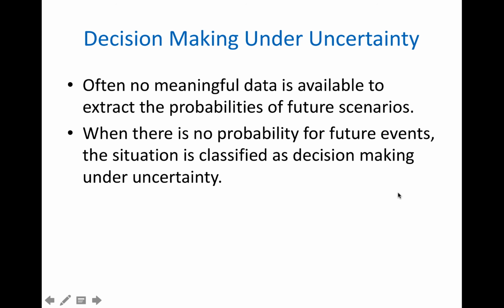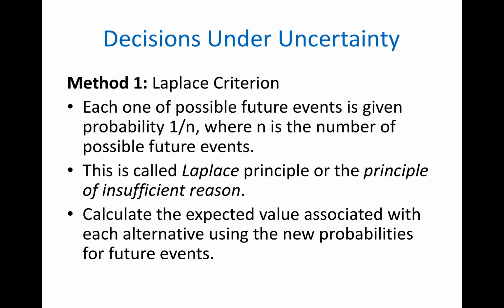When we make a decision under uncertainty, sometimes we don't have enough information to calculate the probability of future scenarios. In these cases, we have to go about making the decision using different methods. The first method that we learn is called Laplace criterion. In Laplace criterion, or insufficient reason, we assume all the future events have the same probability of happening.